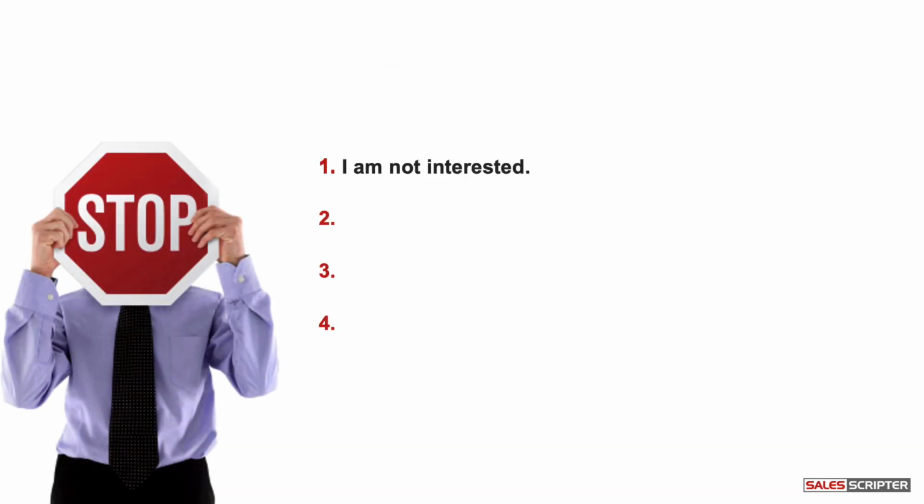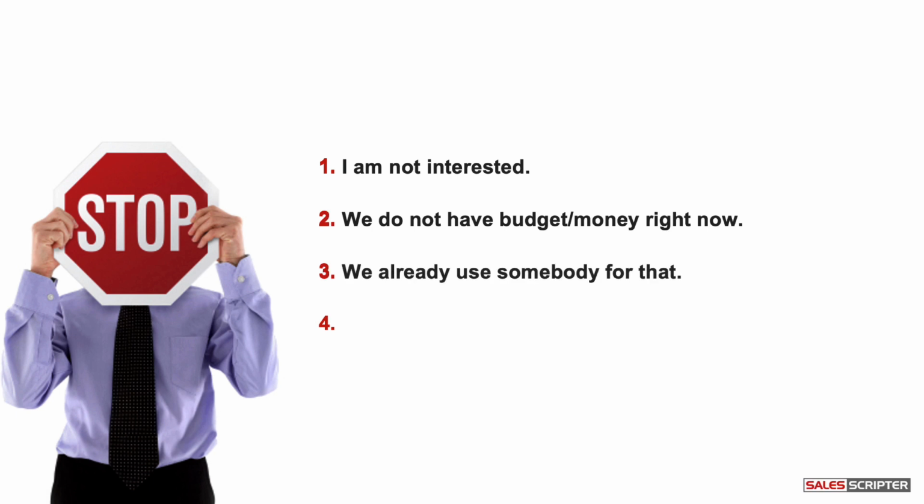Objections like, I'm not interested, we do not have any budget right now, we already used someone for that, we cannot make any changes right now. And there are certainly other objections that will come up, but these are the main objections that prospects will use to try to get rid of you when you're reaching out or as an excuse to avoid agreeing to have a longer conversation with you.